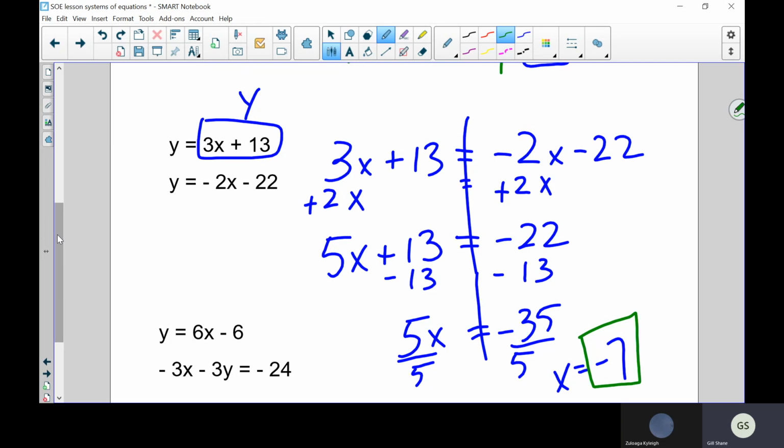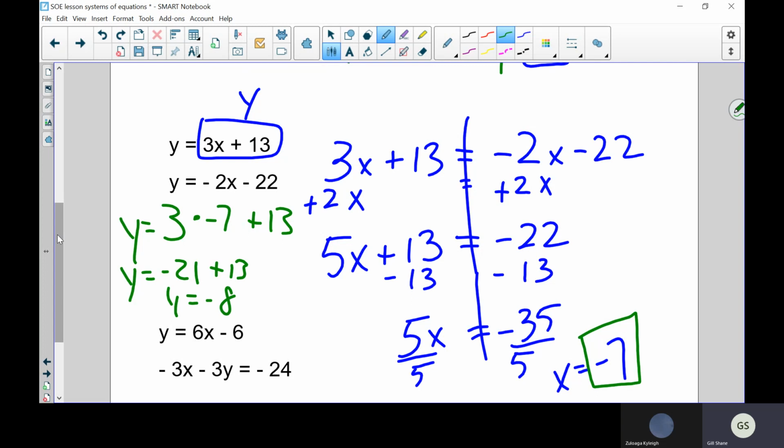So y equals 3 times x, but I know what x is, -7, and then still plus the 13. Nothing changes there. Y equals 3 times -7 plus 13, so -21 plus 13. Y equals -8. Any questions on that? There's a lot of math on this one, like I said.